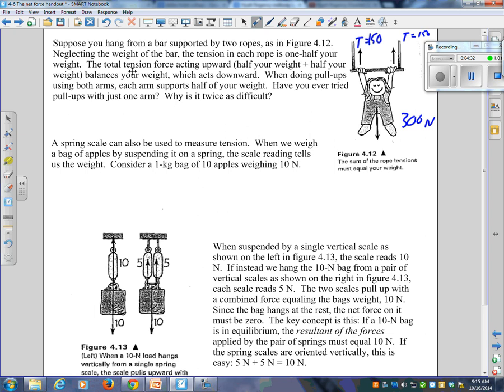The total tension force acting upward, half your weight plus half your weight, balances your weight, which acts downward. When doing pull-ups using both arms, each arm supports half of your weight. Have you ever tried pull-ups with just one arm? Why is it twice as difficult?